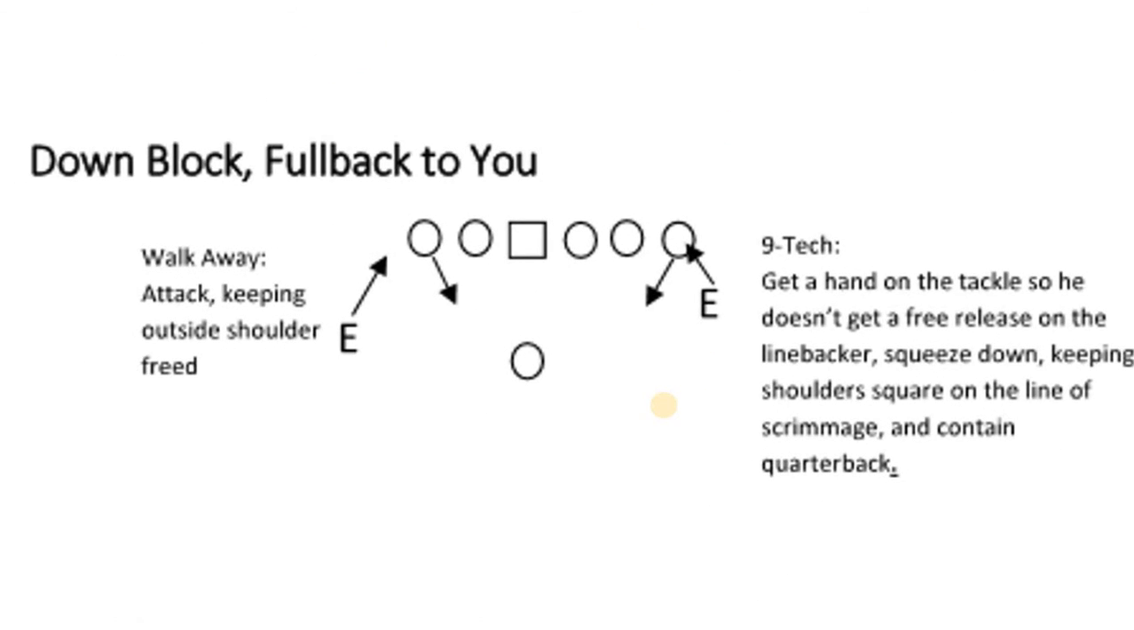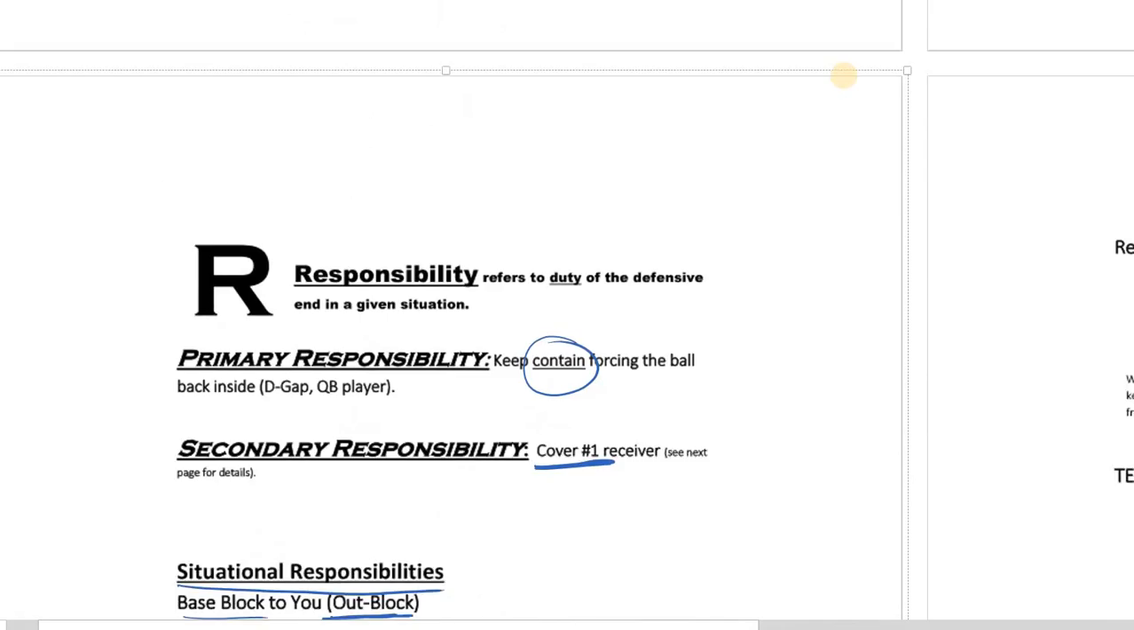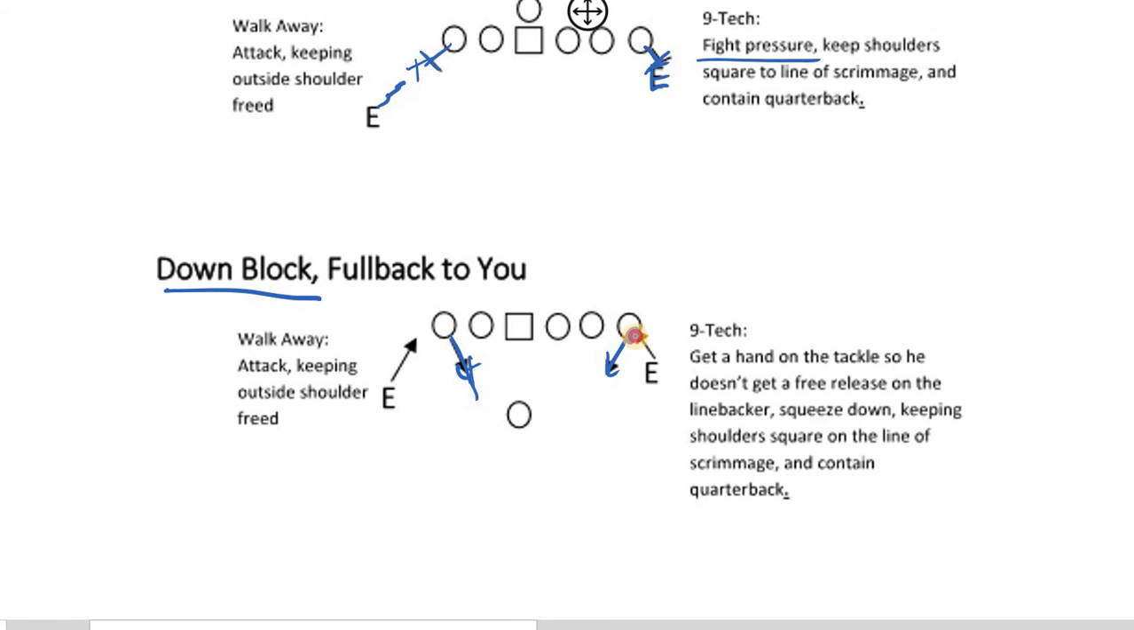Now, after a base block, you might get a down block. A down block is where the end man on the line of scrimmage comes to either block the tackle or comes to get a linebacker. If we have a tight end, every single time we must get our hands on this man and squeeze him down. We hit him, we keep square to the line of scrimmage, and we slow him down. We give forward pressure to his shoulder pads so that he does not have free release to block our linebacker. That will destroy our defense if our linebackers are engaged with somebody who has a free release to block them.